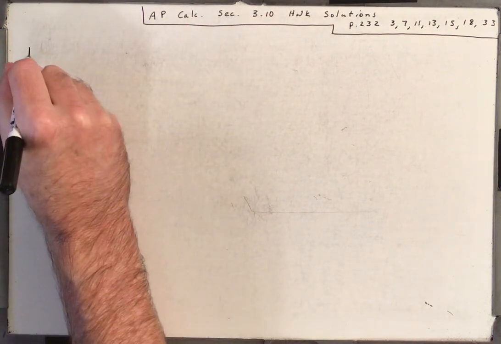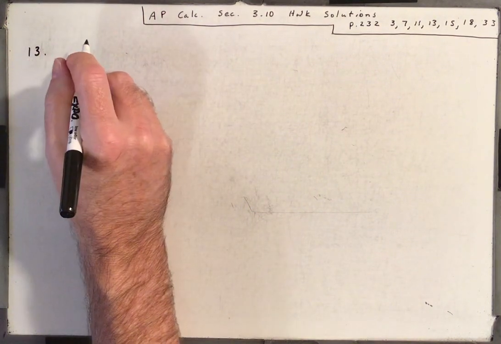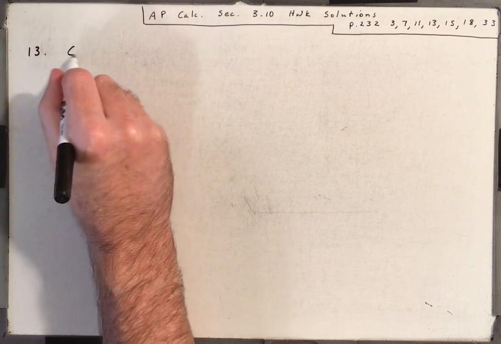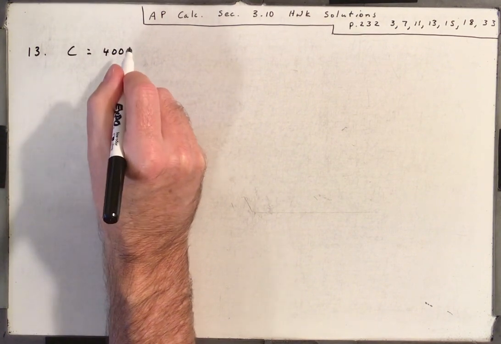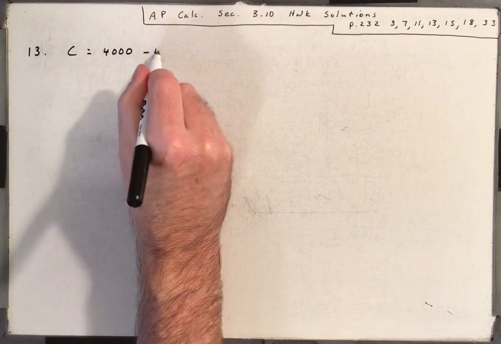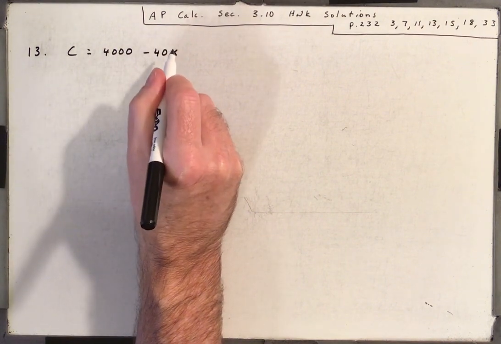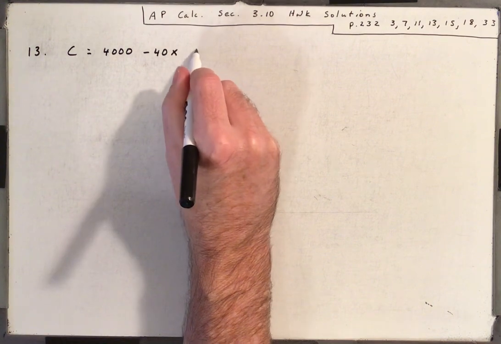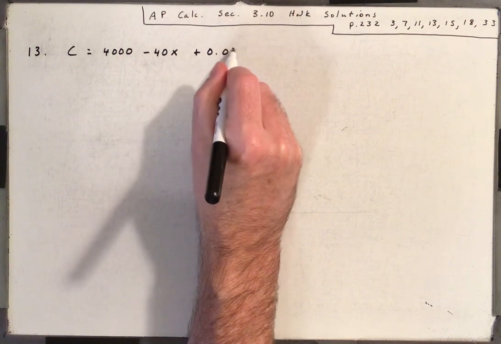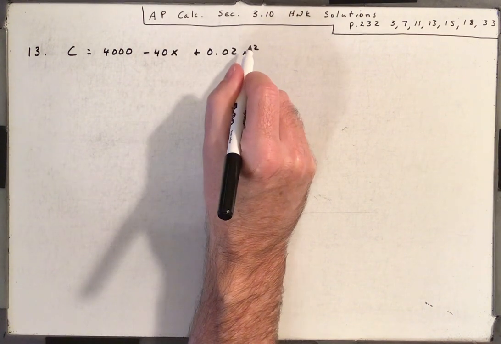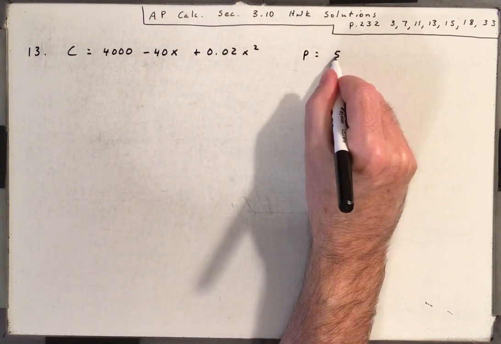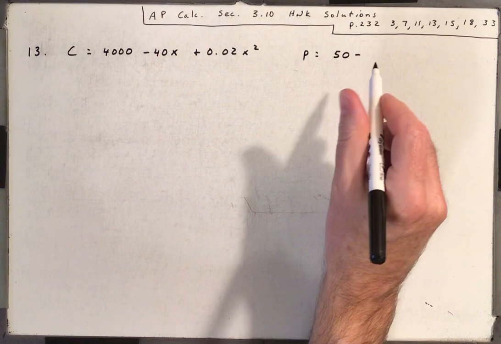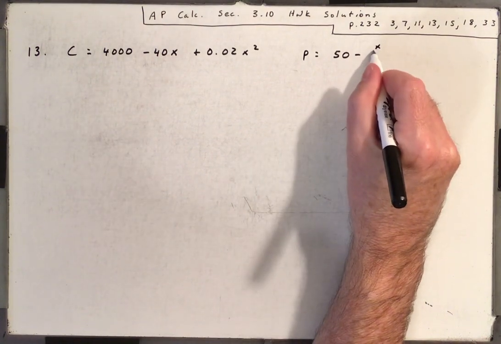13. So 13, we have C is equal to 4,000 minus 40x plus 0.02x squared. And we have a price function of 50 minus x over 100.